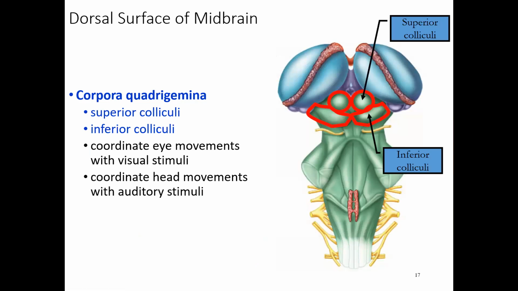Now on the dorsal side of the midbrain, we have four large protrusions, four bumps, if you will. They're called the corpora quadrigemina. They are reflex centers. The bumps are called the superior colliculi and the inferior colliculi. Superior colliculi are on top, which is why they're called superior. Inferior are down below. The superior colliculi is a reflex center for eye movement and visual stimulation. For example, you turn your head in the direction of movement in your peripheral vision. That's a reflex controlled by the corpora quadrigemina.